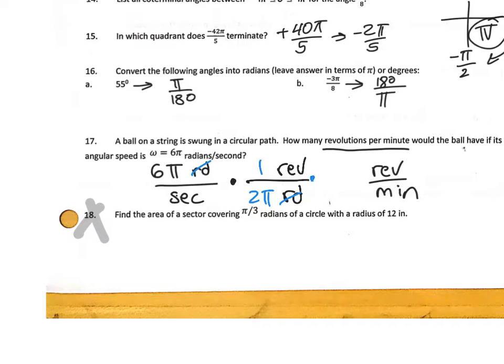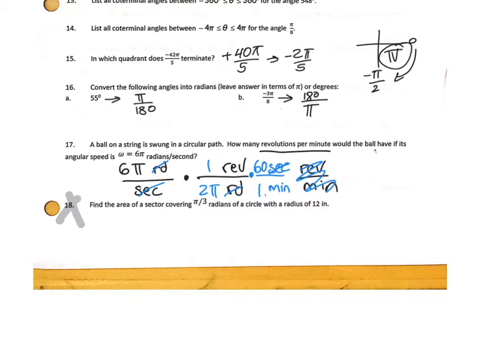Now, how do I change between second and 1 minute? So that means I need to put the second on top, so then it would cancel out, and I need to put the minute on the bottom. So 1 minute is 60 seconds. And I will end up at the end with revolution per minute, which is what they requested.